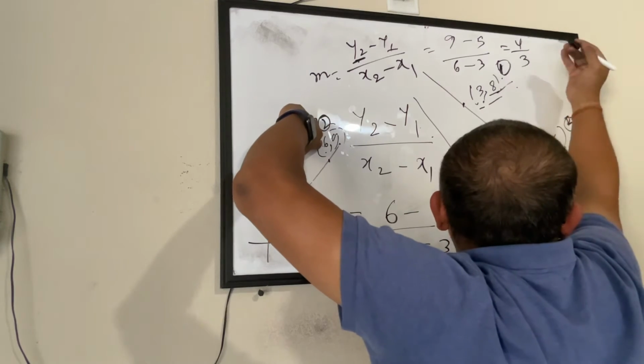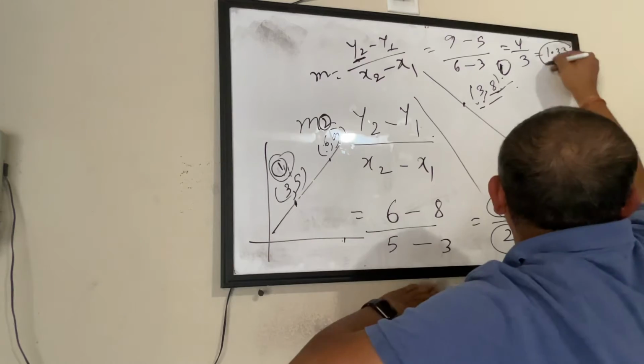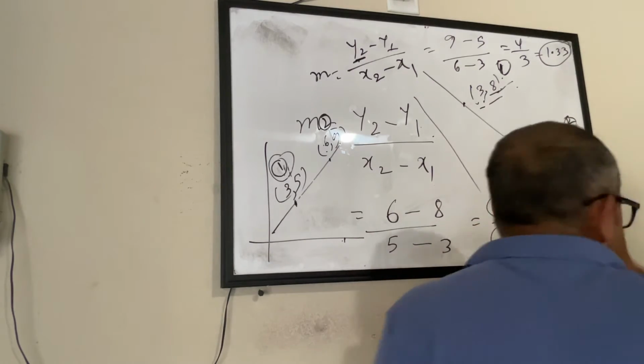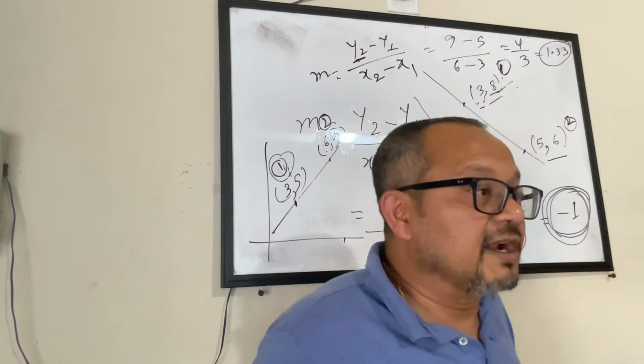6 minus 3 is 3. 1 by 3, 1.33 or something. When you look at this number as a slope value, or this number as a slope value, what does it mean? This is decreasing, this is increasing. Meaning, how will you relate that?